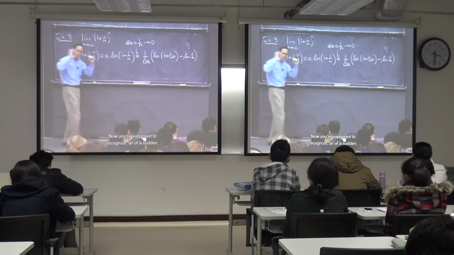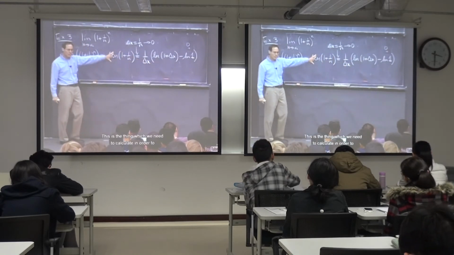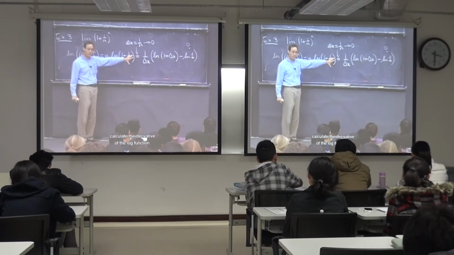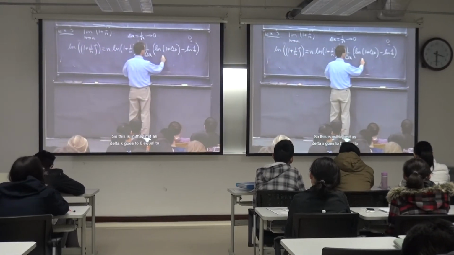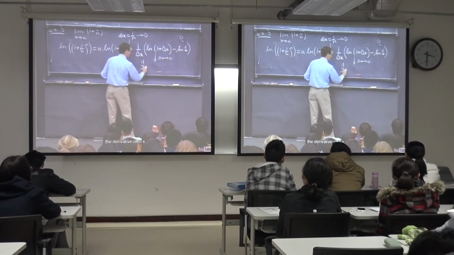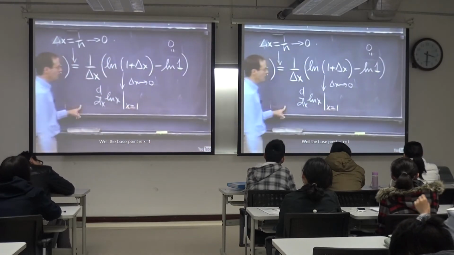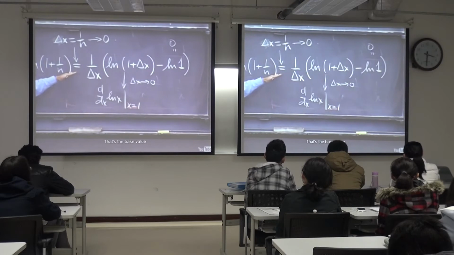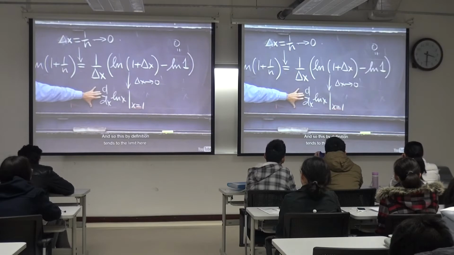All right, now you're supposed to recognize all of a sudden what pattern this fits into. This is the thing which we need to calculate in order to calculate the derivative of the log function. So in the limit as delta x goes to 0, this is equal to the derivative of log x, where the base point is x equals 1. That's the x0, the base value. So this is the difference quotient, that's exactly what it is. So this by definition tends to the derivative.